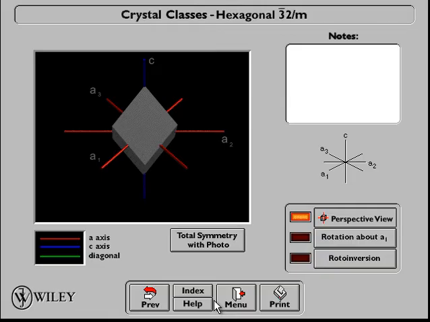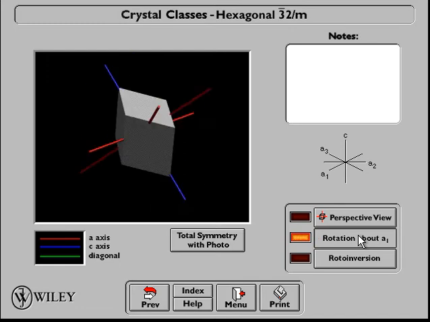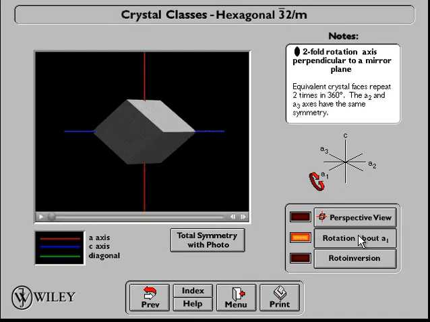We are clicking now and going back to the screen, and then we are making a rotation about A1. So we have a 2-fold rotation axis perpendicular to a mirror plane. Here we have the mirror plane, can you see it? Yes. And here we have the 2-fold rotation axis. Equivalent crystal faces repeat 2 times in 360 degrees.